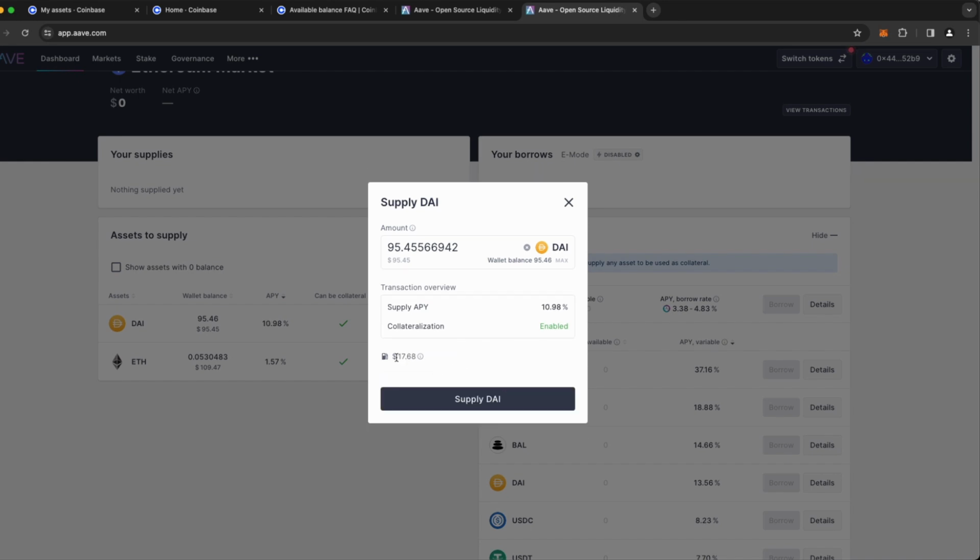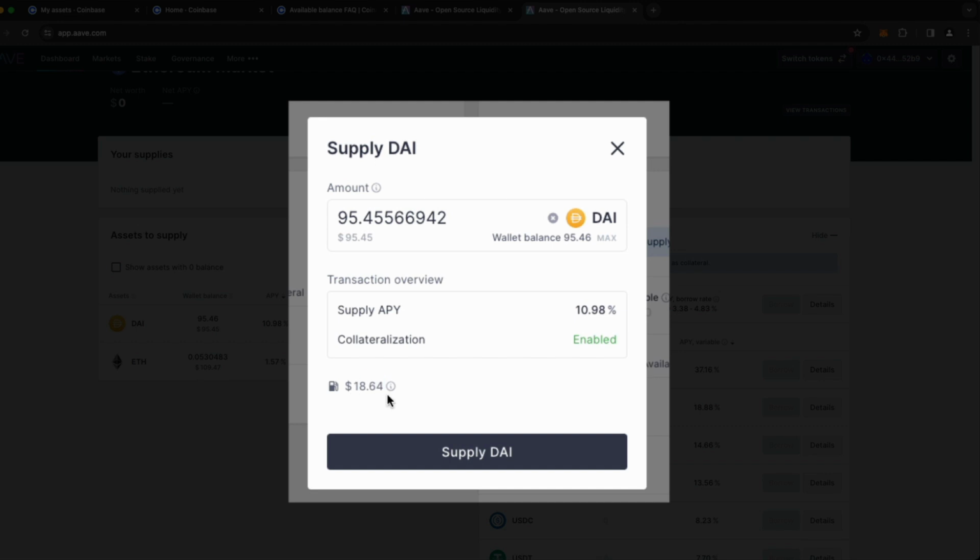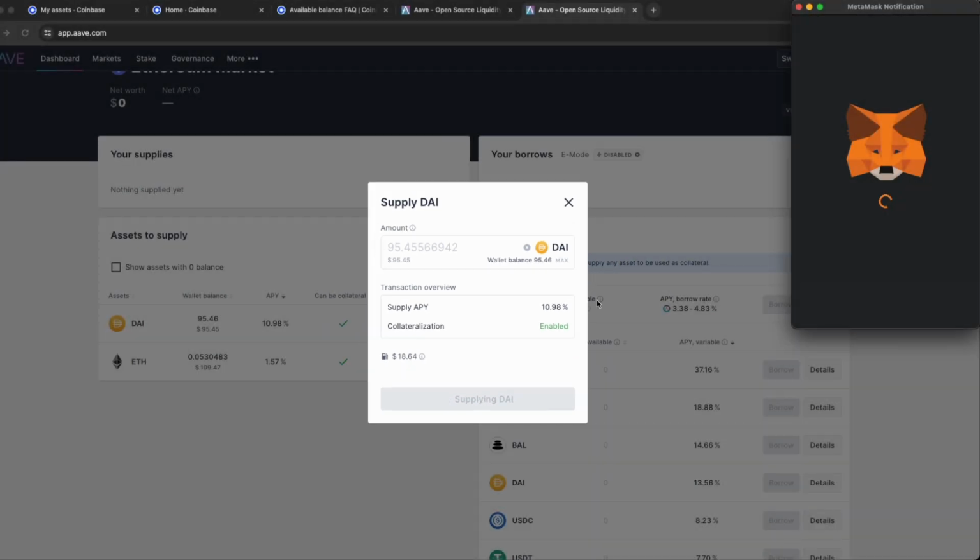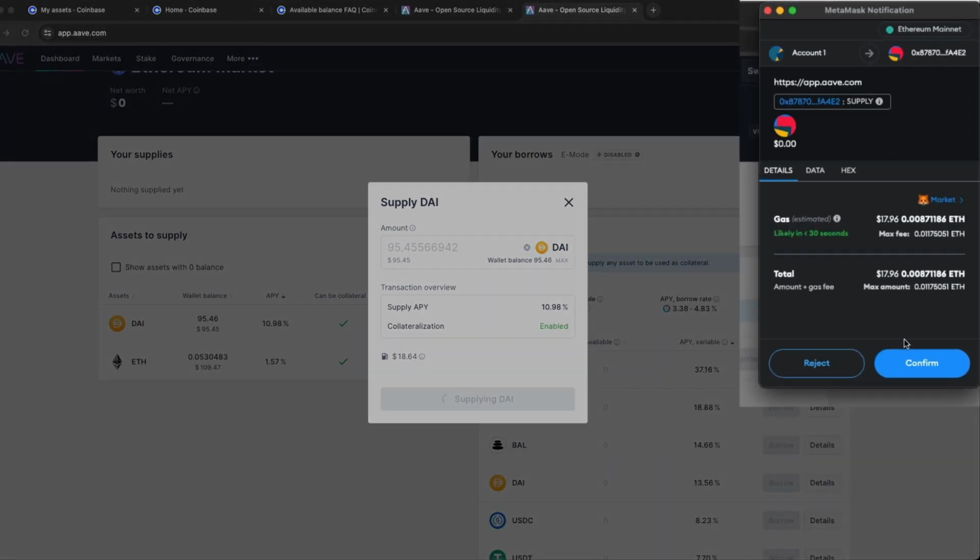Okay, and once that's ready, now the gas fees look like they've gone down. Oh my goodness, I better supply it before the price goes up. So let's go ahead and hit supply. And same thing, we're going to have to approve this in our account.